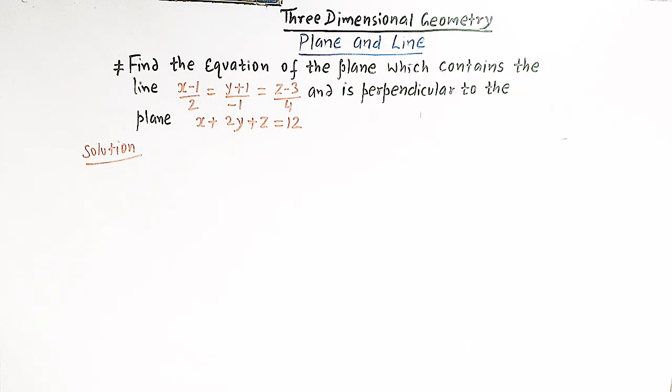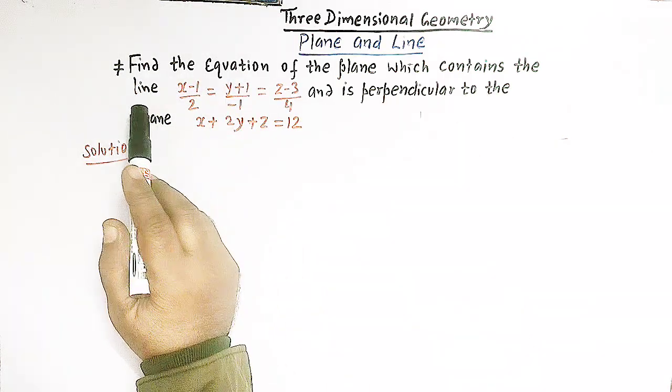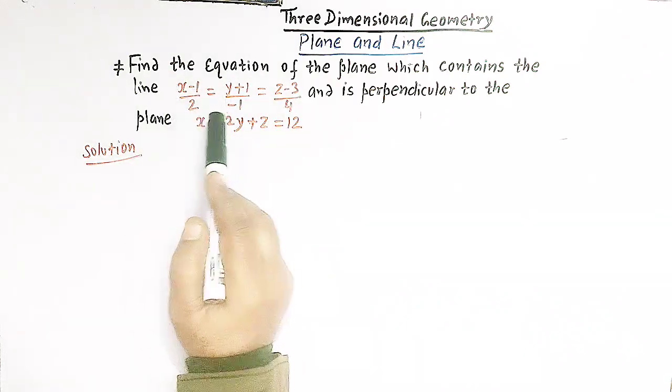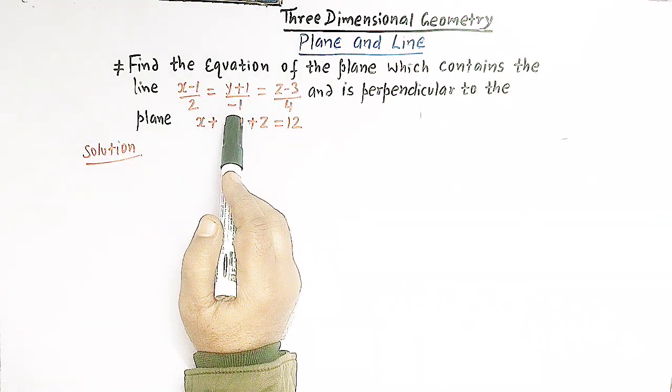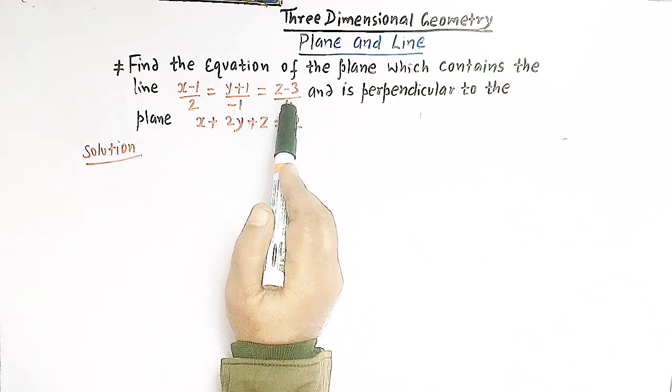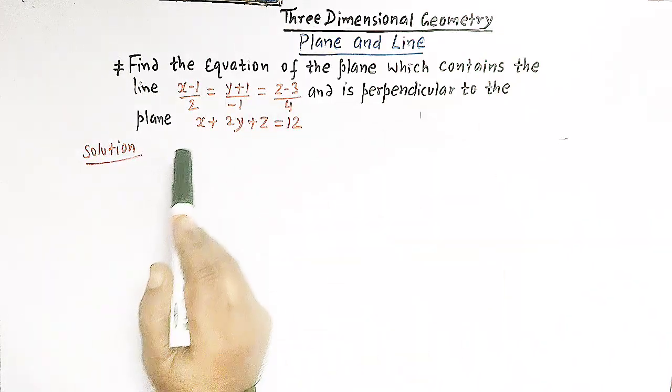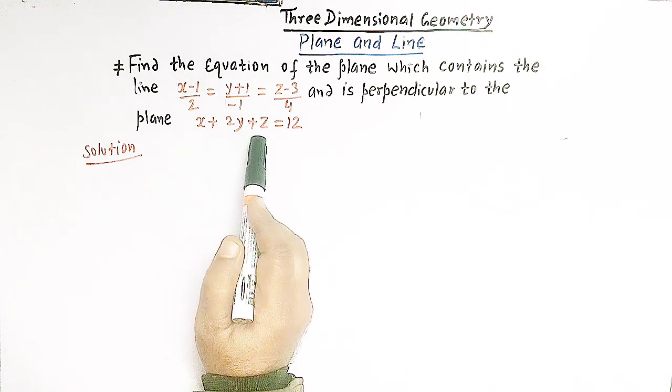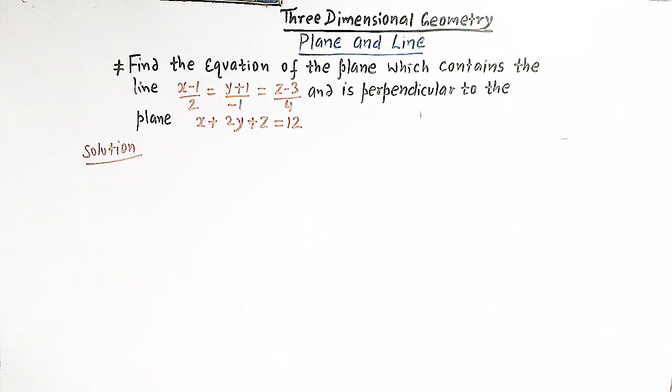Hello viewers, in today's session we are going to discuss an important and conceptual problem from three-dimensional geometry related to plane and straight line. So here we have to solve this problem, that is, find the equation of the plane which contains the line whose equation is (x minus 1)/2 = (y plus 1)/(minus 1) = (z minus 3)/4 and is perpendicular to this plane x plus 2y plus z equals 12.